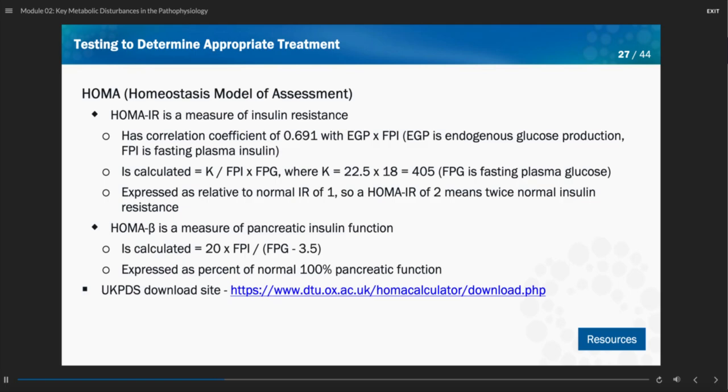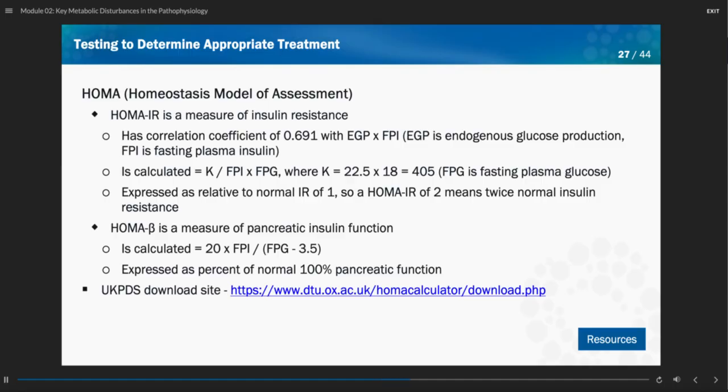So the HOMA-IR is compared to a normal insulin resistance of 1. That is, 2 would be 2 times normal insulin resistance. HOMA-beta is expressed as a percent of 100% pancreatic function. So one might, for example, have somebody with a reading of 75% or 50%. And those that are high insulin producers may actually have 150, 200. I've seen as high as 300.